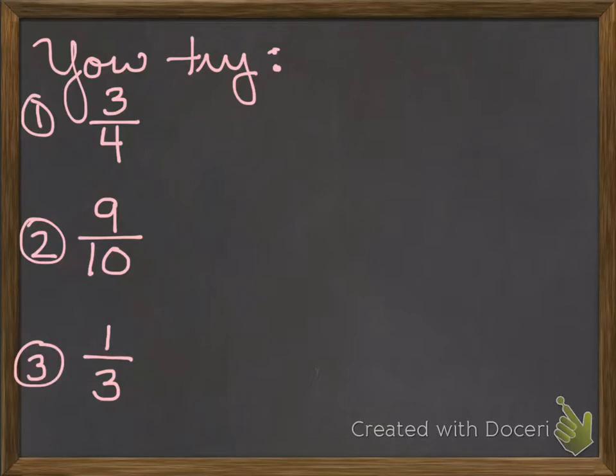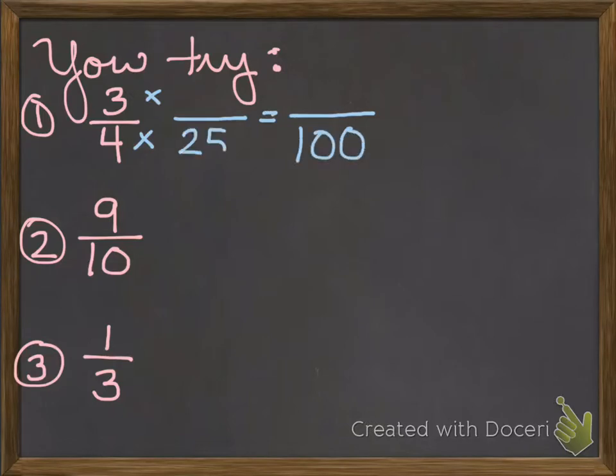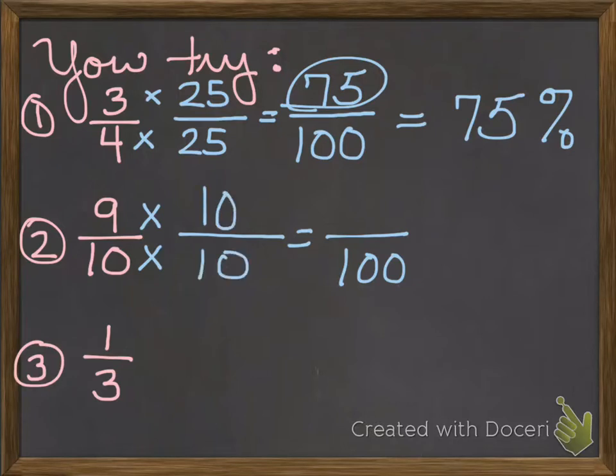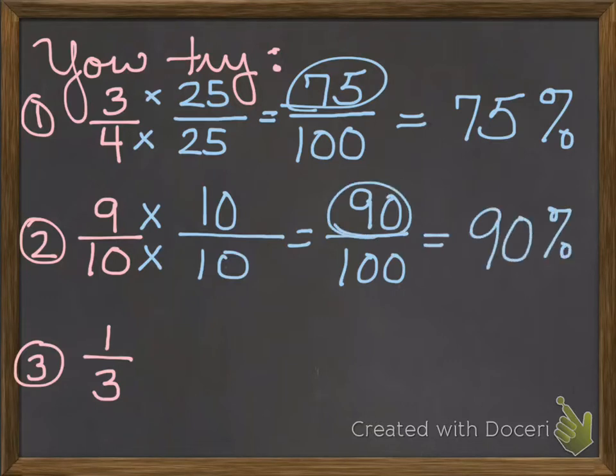Okay, number 1, 3/4. You can multiply to get this one. 4 times 25 is 100. So if I multiply 3 times 25, I get 75. 75 is going to be my percent. Number 2, 9/10. Again, you can multiply and get 100 on the bottom. 10 times 10 is 100. So multiply the 9 by 10 as well, and I get 90 over 100, so 90 is my percent.